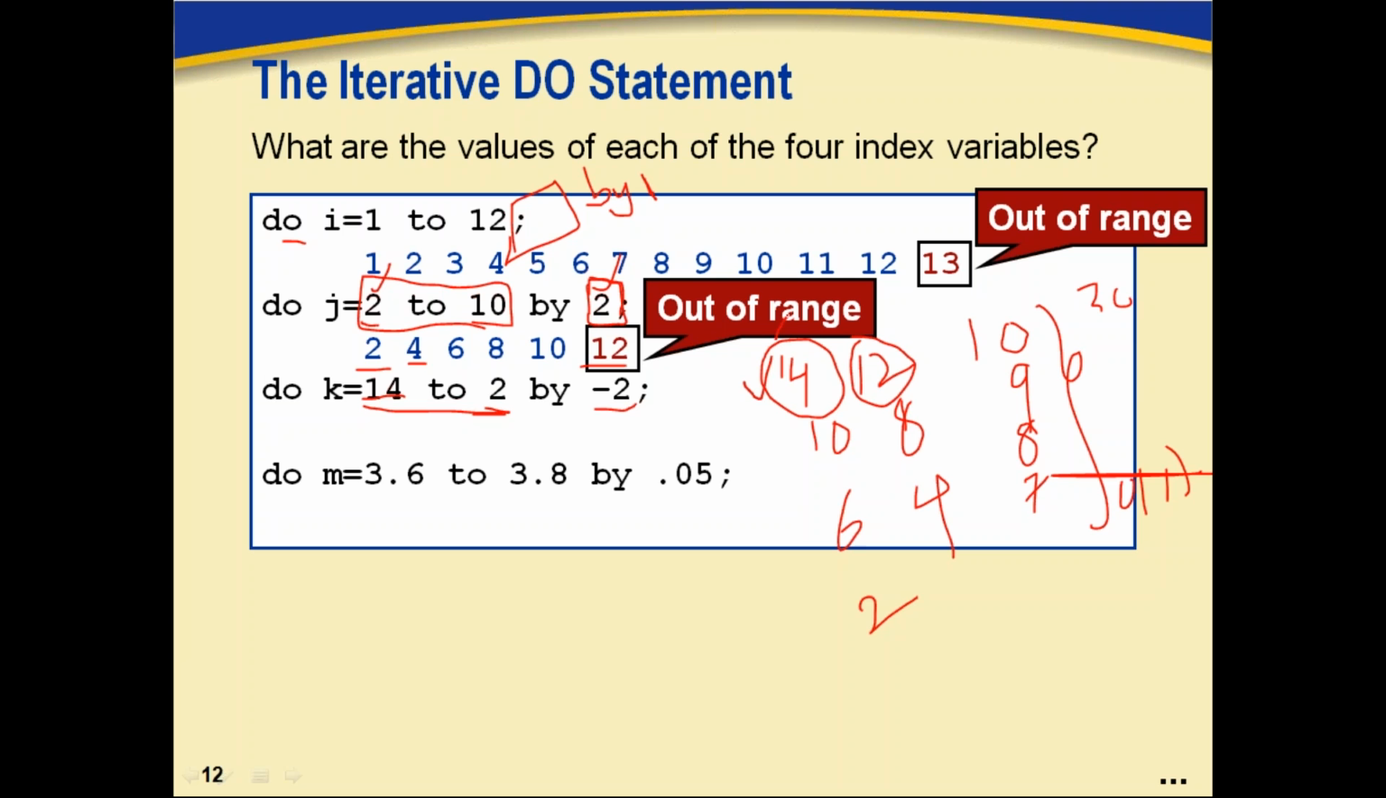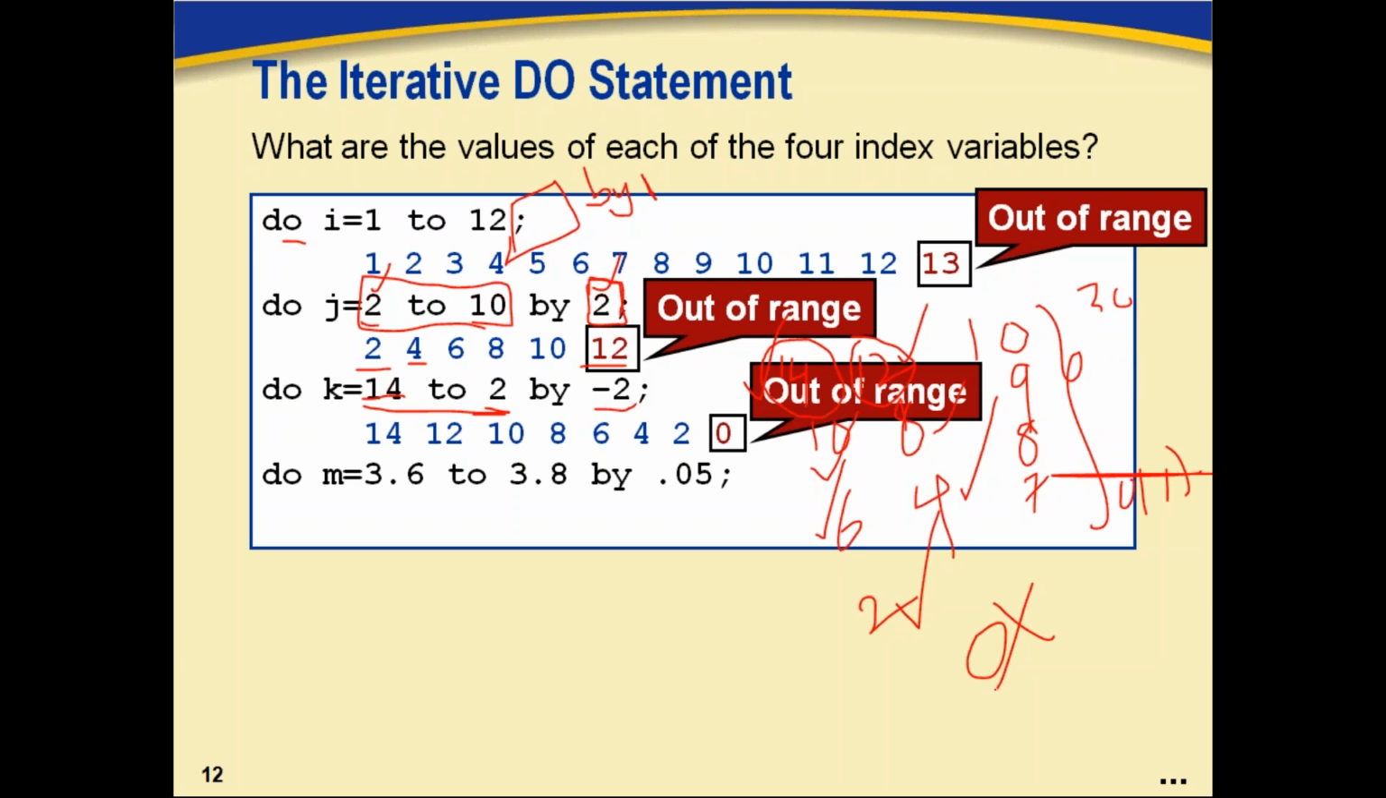14 greater than or equal to 2, yes, it is true. 12 greater than or equal to 2, yes. 10, yes. 8, 6, 4, 2 greater than or equal to 2, yes. What is the next value? It's 0. 0 is greater than or equal to 2? No, false. So it will fail. So 14, 12, 10, 8, 6, 4, 2, and when it is 0, it is out of range.